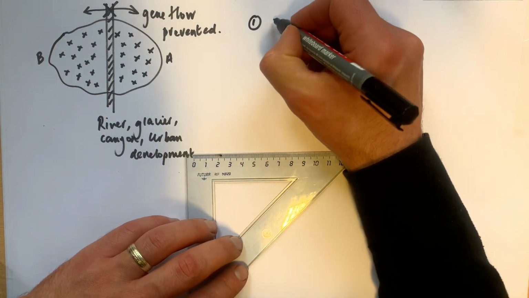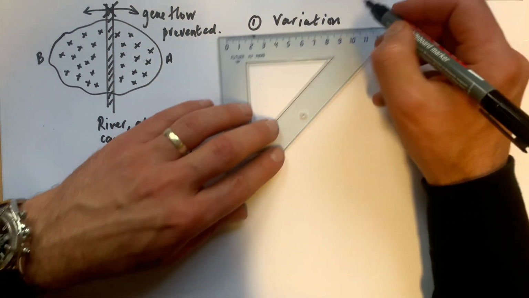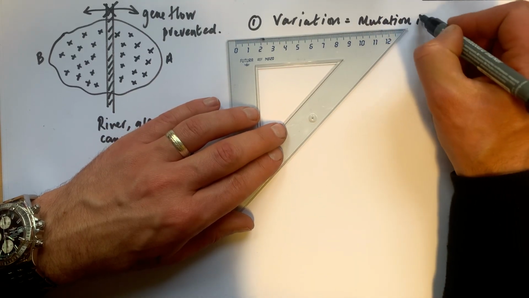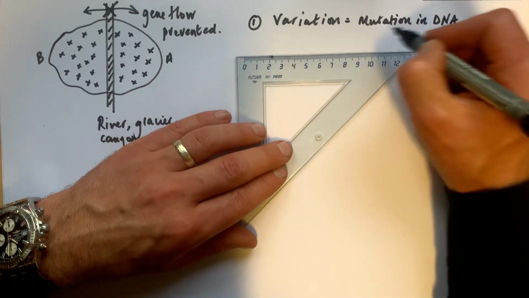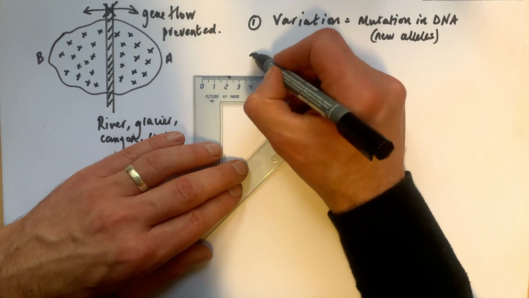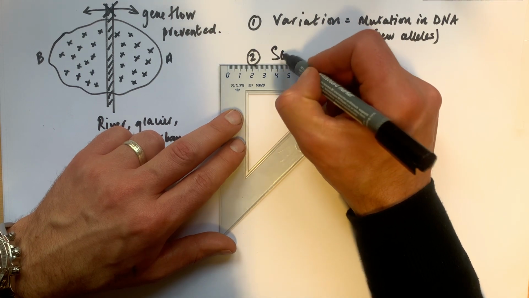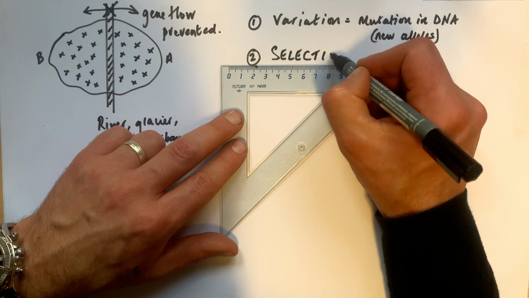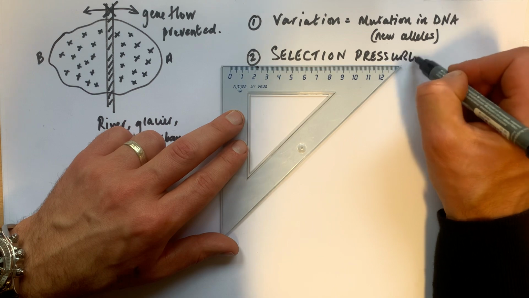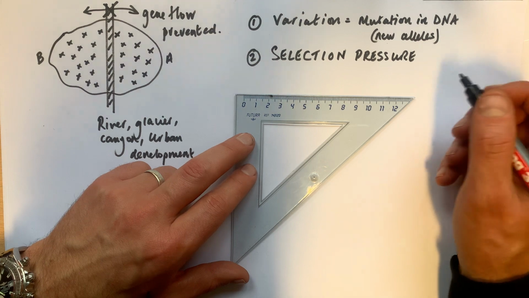So always in natural selection, you're going to talk about variation within any population, and variation is due to mutation in the DNA. So if you get mutation in DNA, you can get new alleles within a population. Now, the second point of natural selection is that there's going to be some form of selection pressure. So selection pressure is any aspect of the habitat that drives the selection of one phenotype over another.